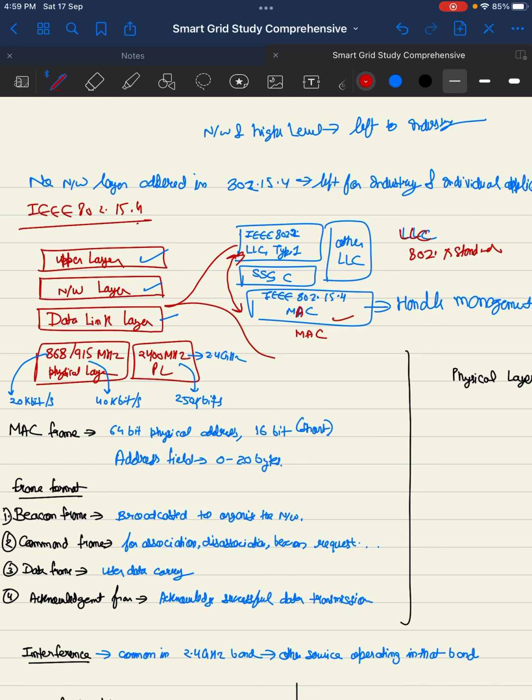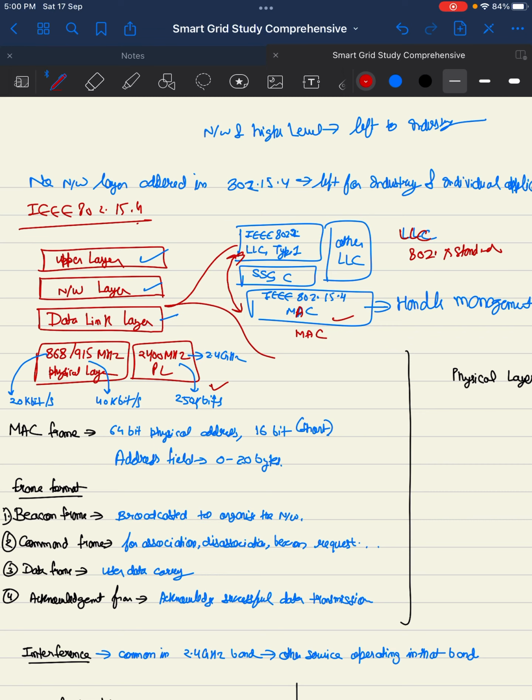Next, below the data link layer we have our physical layer. So we will see the physical layer. Basically in the physical layer we have two frequency bands, that is 868 to 915 megahertz, and another one is 2.4 gigahertz. Whenever we talk about these frequencies, 868 provides 20 kbps, 915 provides 40 kbps, and 2.4 gigahertz provides 250 kbps.